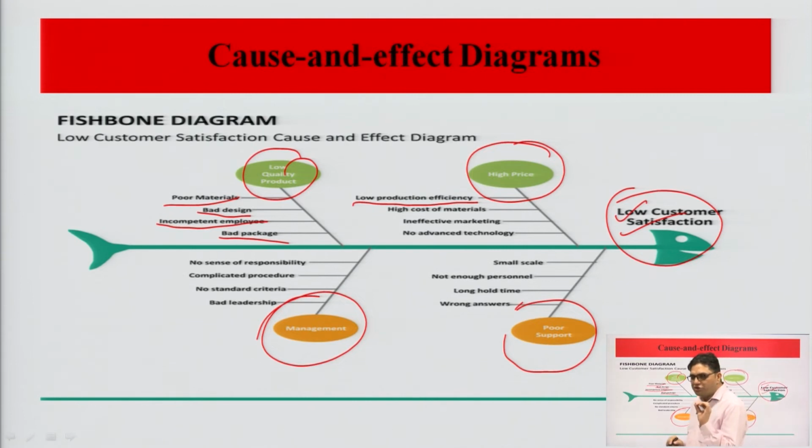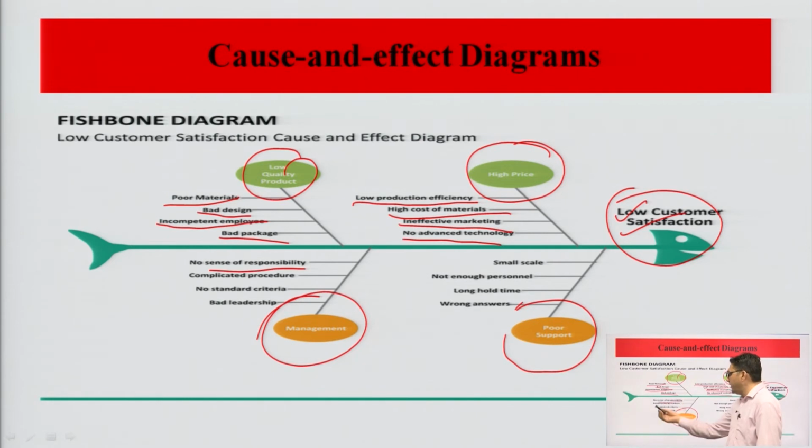If the production efficiency is not up to the mark or up to the standard, then the dissatisfaction is going to be more. Next, high cost of raw material. If your cost of manufacturing is very high relative to other companies or other manufacturers, that may become a reason or a cause of dissatisfaction. Next, it is about ineffective marketing or no advanced technology being used. So, these are the different reasons.